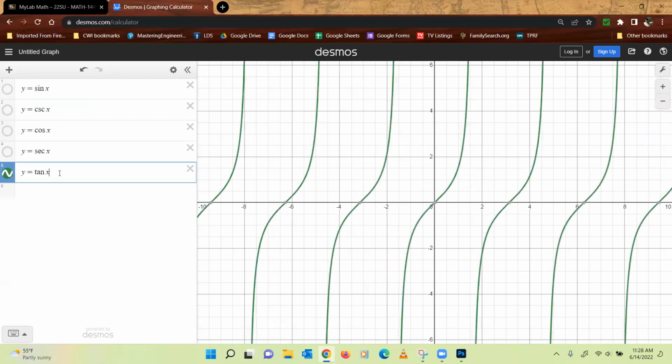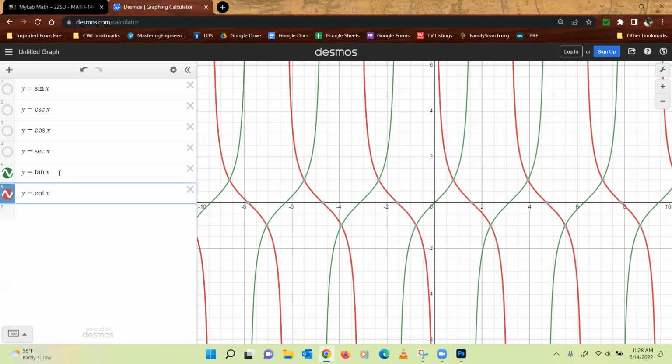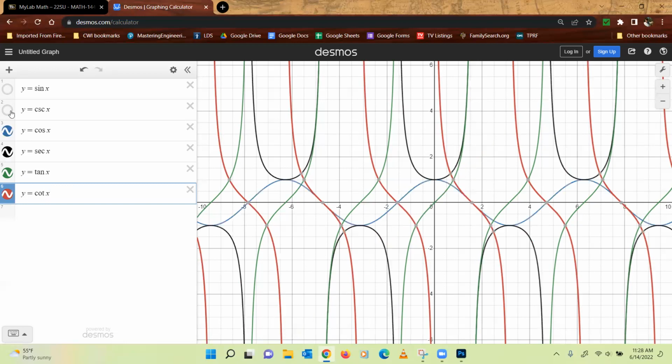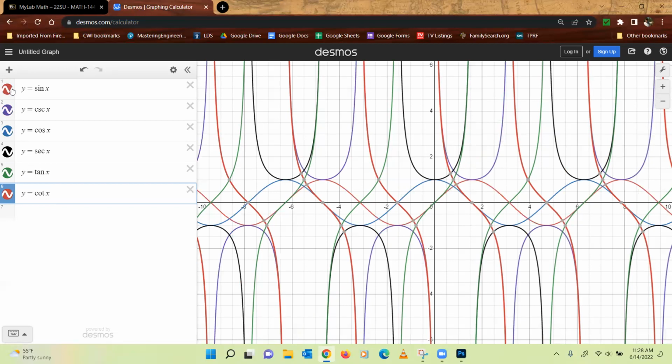Cotangent, again, 1 over tangent is cotangent. So everywhere tangent crosses the x-axis becomes an asymptote. Where it's up at 1, that'll be the same place. That's 1. Looks like it's flipped. And if you turn these all on, it looks kind of like art. But it just kind of gives us a sense for what those graphs look like. Later, we'll play with those graphs a bit more.